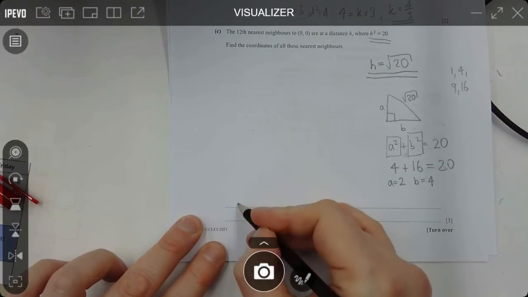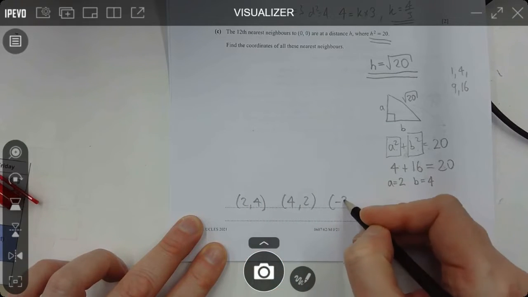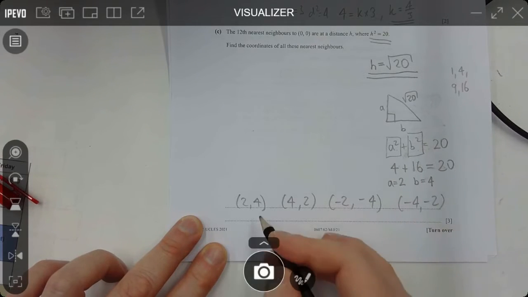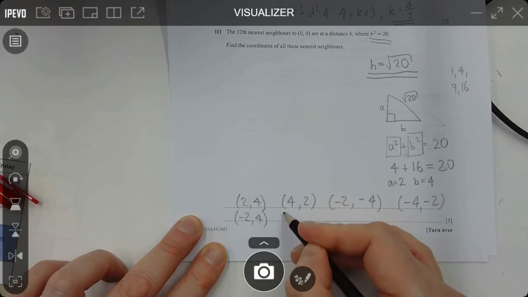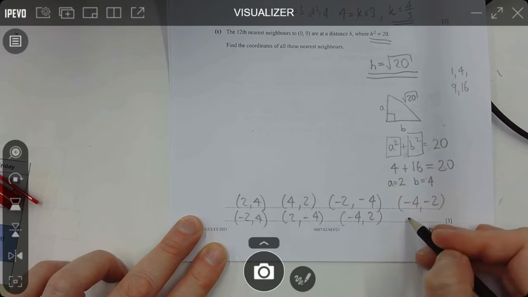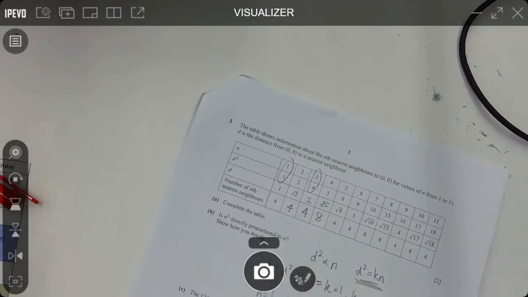So if we have to list all of those out, it's going to be as follows. You're going to have 2, 4 as one combination. You've got 4 and 2, -2 and -4, -4 and -2, -2 and 4, 2 and -4, -4 and 2, and 4 and -2. All of those would work. All of those would give you the coordinates of a distance of root 20. And we got that all from Pythagoras.